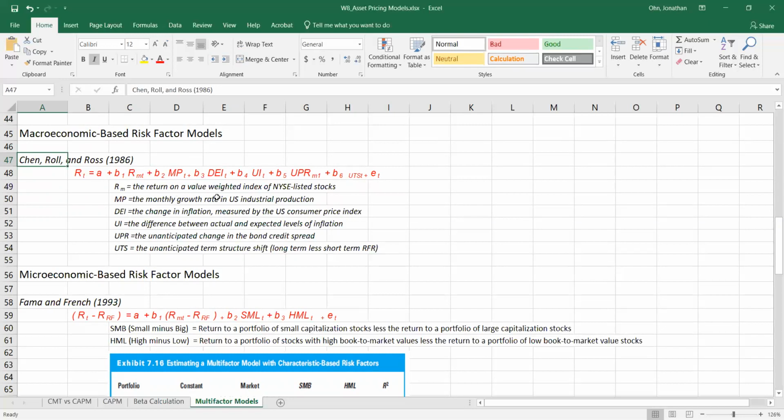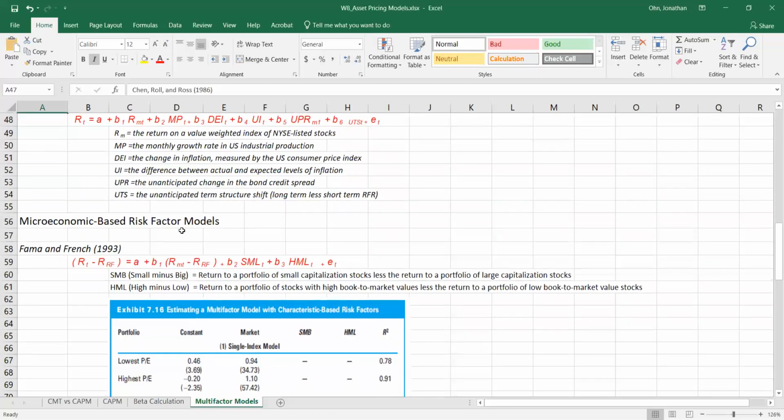The second is the monthly growth rate in U.S. industrial production. That's a macroeconomic variable. Then change in inflation, a macroeconomic variable, and the difference between actual and expected inflation, the bond credit spread in the bond market, and unanticipated term structure shifts. All of these are macroeconomic variables, which is why you call it a macroeconomic based risk factor model.